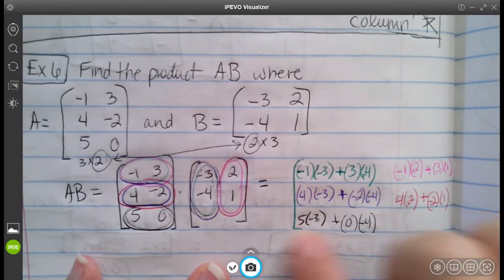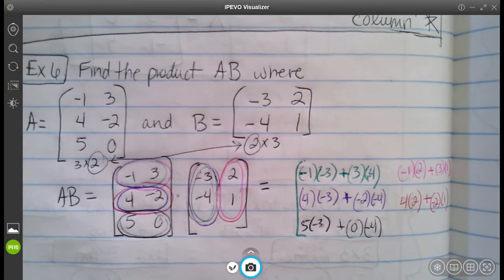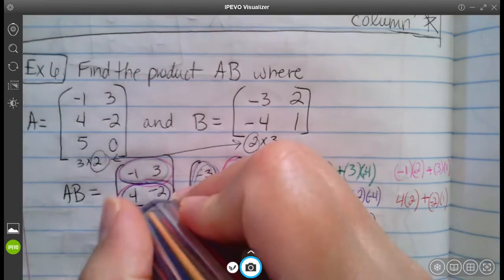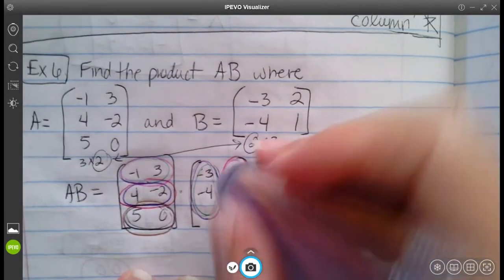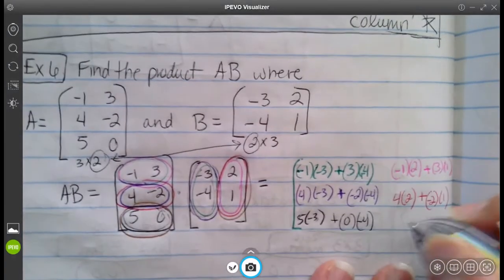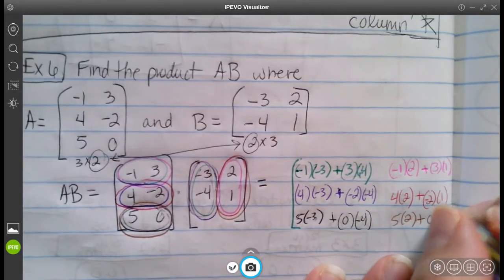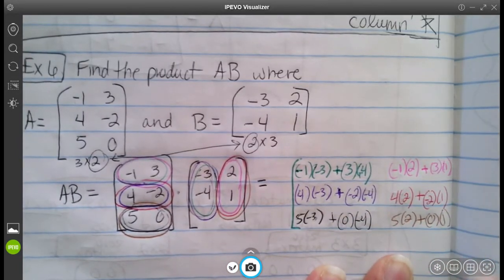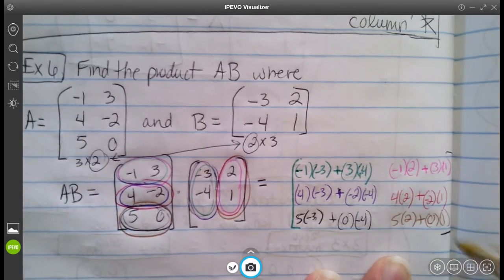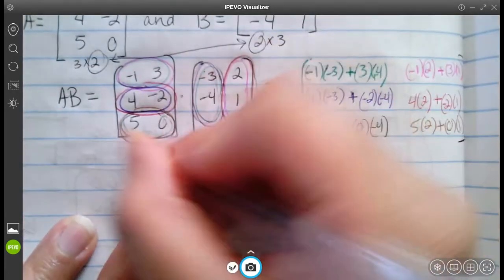Last one here, so it's going to be row 3. Let me find a different color here. I'm out of colors, so let's use brown. Row 3, column 2, we have 5 times 2 plus 0 times 1. And this is basically going to be our product. We're just going to simplify this because that looks kind of weird, right? So from here, I'm going to go ahead and put my final answer.